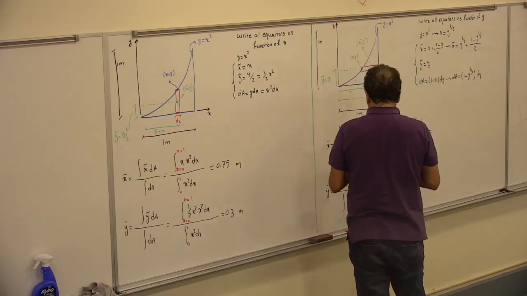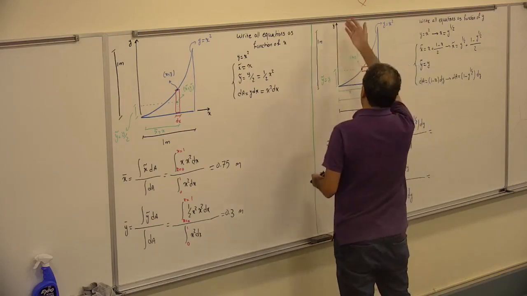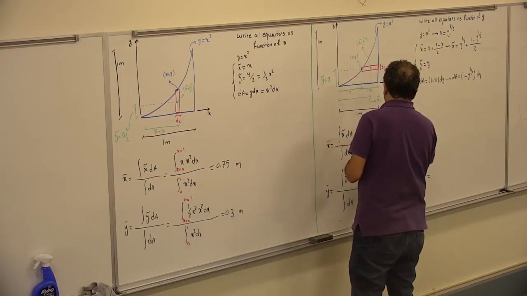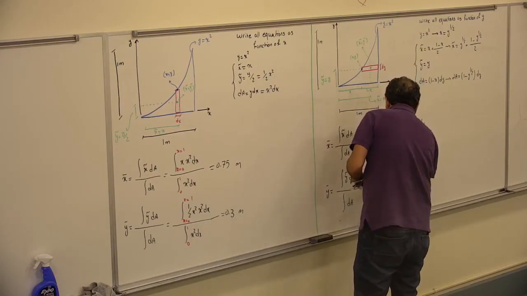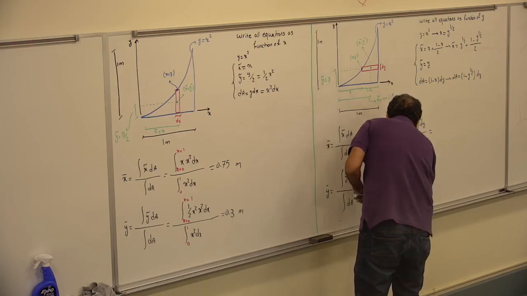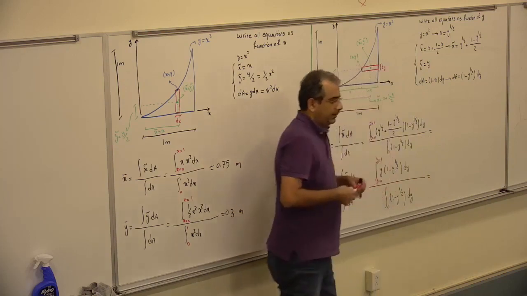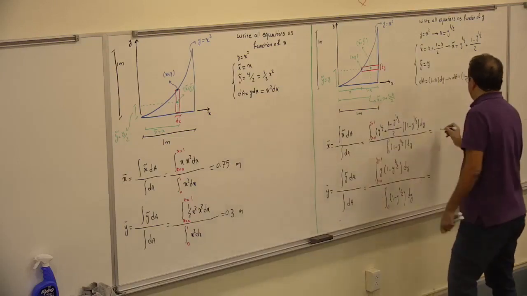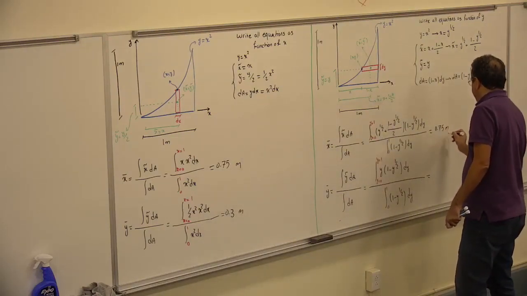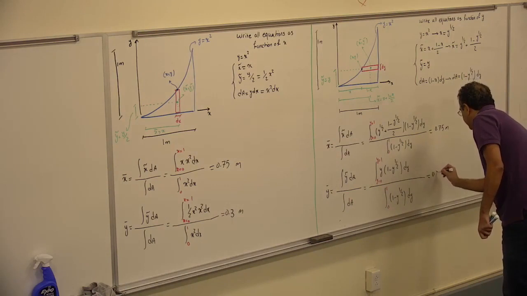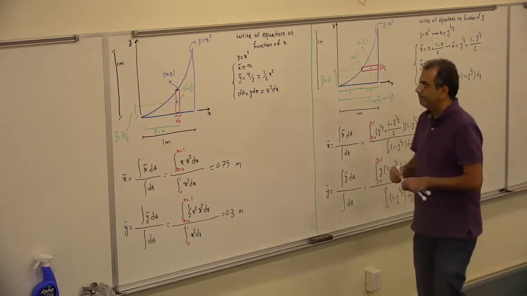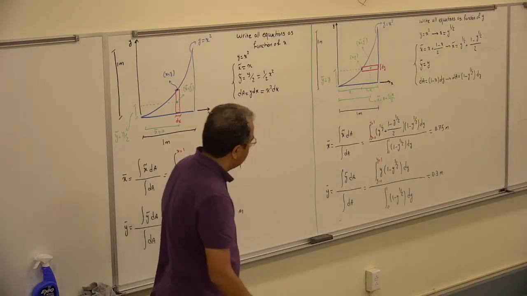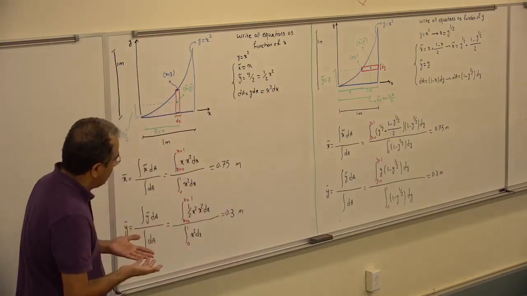This time you are integrating over y. Again, it's going to be 0 to 1, but it's over y. So it's going to be from y equal to 0 to y equal to 1. And it's going to give you the same. Also, it's going to give you 0.75 meter here and 0.3 meter. So as you can see, both of them will give you the same answer.